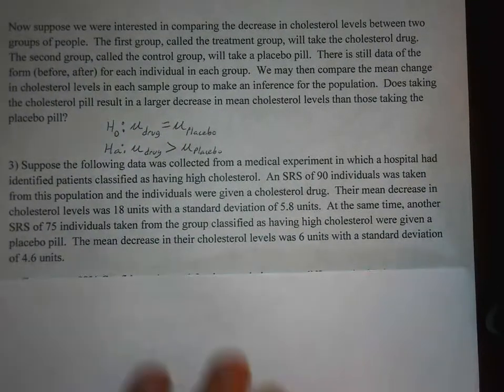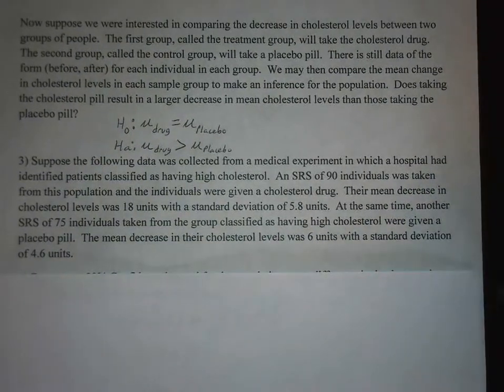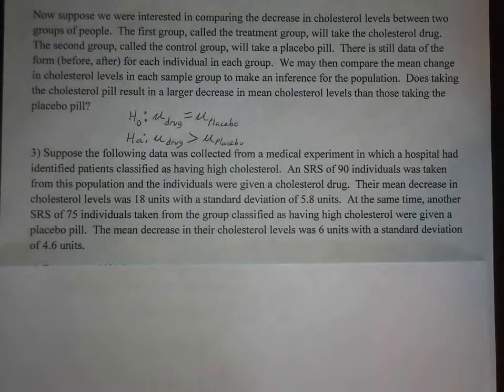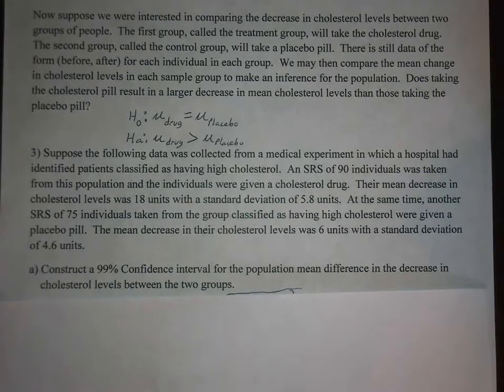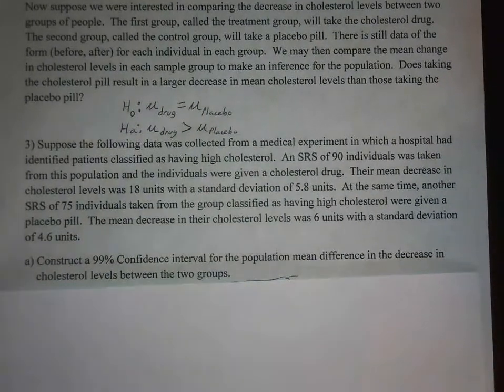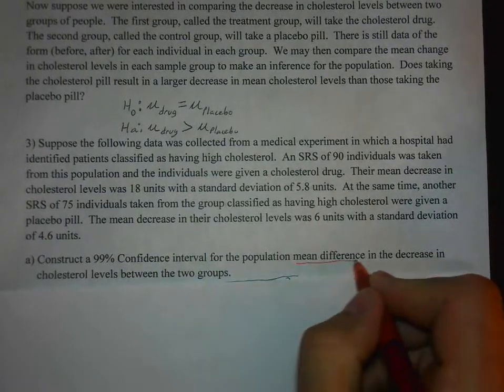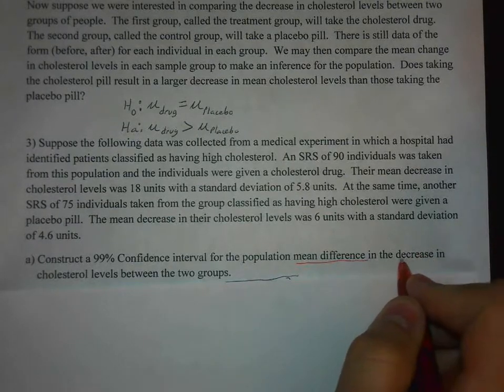Okay, so along those lines, you can read number 3. They just give you two different groups of people. I'm not going to read through it for the sake of time, so you can pause the video if you need to. Okay, we'll go right into the question. A 99% confidence interval for the population mean difference in the decrease in cholesterol levels between the two groups. So we're doing a confidence interval for the mean difference in the decrease in the cholesterol levels.